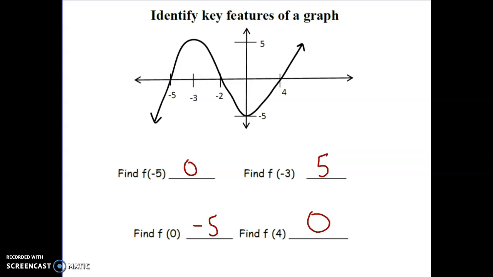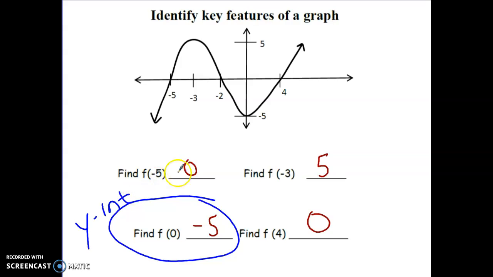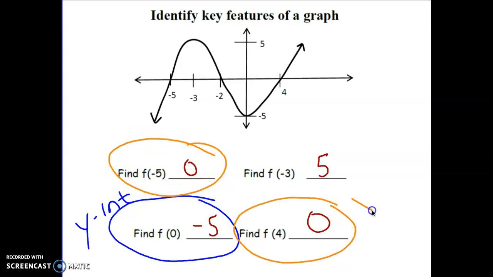So we have some special names for some of these. When the x value is 0, like in this one, we call that the Y-intercept. And when the y value is 0, like we have in this one and this one, we call that an X-intercept. Now, a function can have lots of X-intercepts. It might only have one, it might have none, it might have lots, but it can only ever have one Y-intercept. Otherwise, it would fail the vertical line test and it would not be a function anymore.